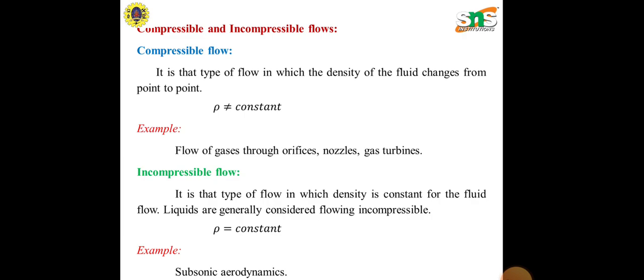Compressible and incompressible fluid. Compressible flow is a type of flow in which the density of the fluid changes from point to point. So density is not equal to a constant in compressible flow. At high pressure, the density may change. For example, gases, when compressed at high pressure, can be bottled in a cylinder, in which the density will be varying.